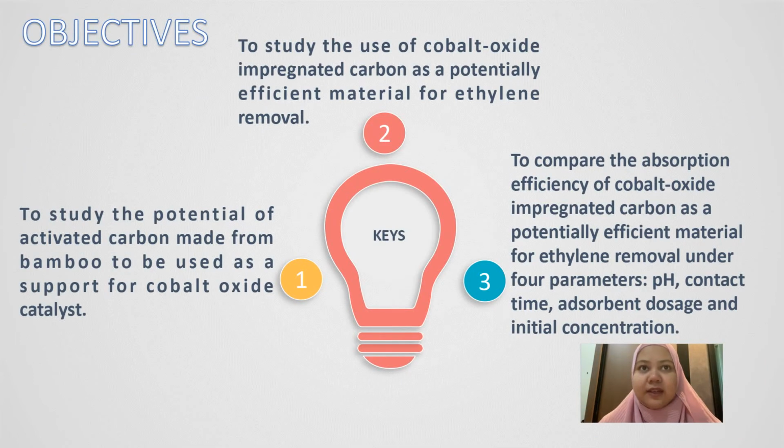For the objectives, the first one is to study the potential of activated carbon made from bamboo to be used as a support for cobalt oxide catalyst. The second objective is to study the use of cobalt oxide impregnated carbon as a potentially efficient material for ethylene removal. And the third objective is to compare the absorption efficiency of cobalt oxide impregnated carbon as a potentially efficient material for ethylene removal under four parameters: pH, contact time, adsorbent dosage, and initial concentration.